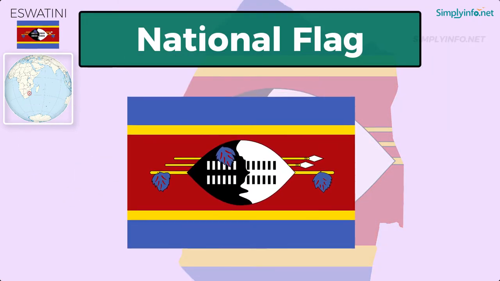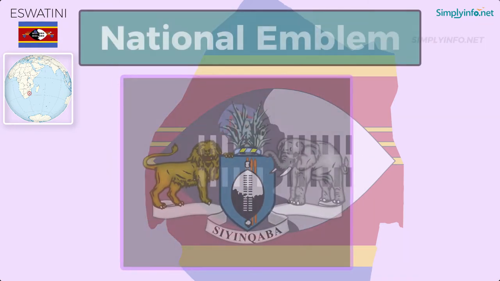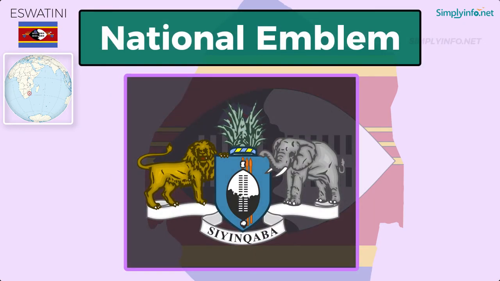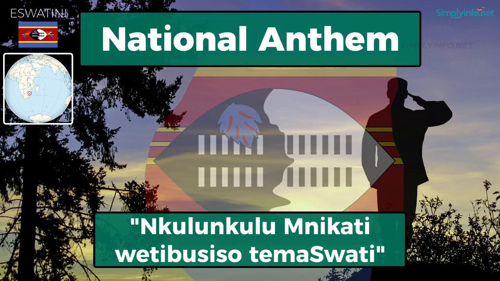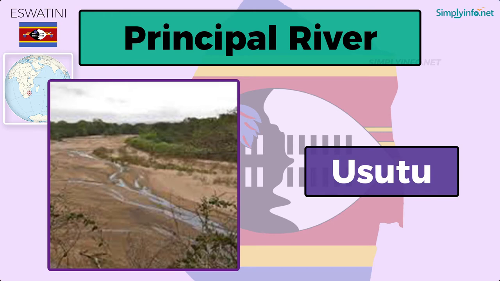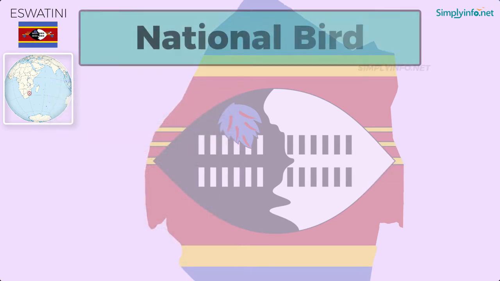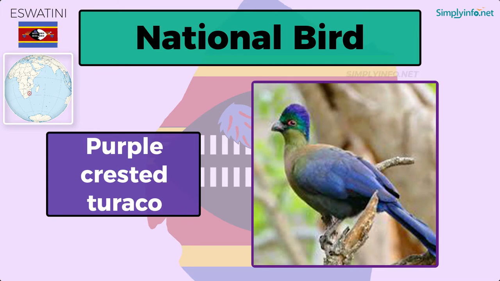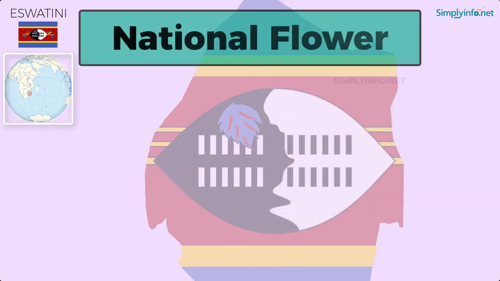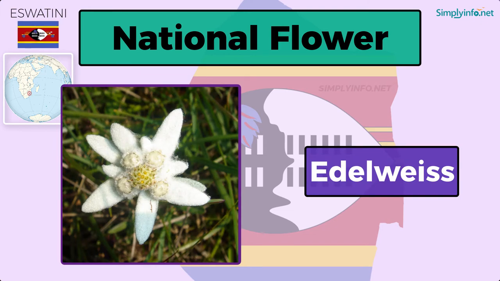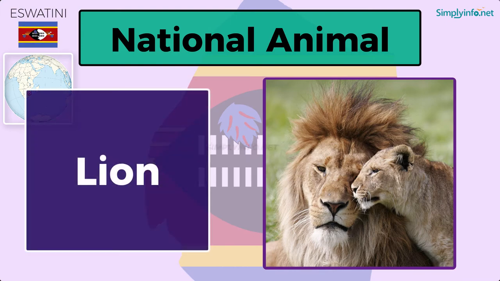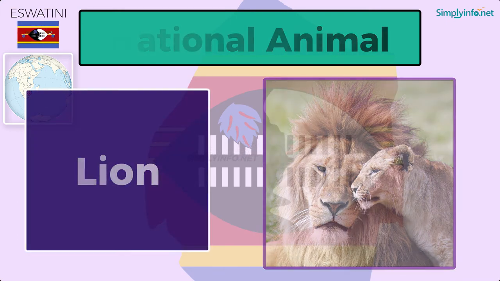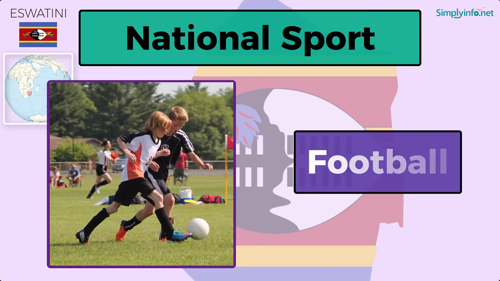National flag. National emblem. National anthem: Nkulunkulu Mnikati, wetibusiso temaSwati. Principal river: Usutu. National bird: purple crested turaco. National flower: edelweiss. National animal: the lion. National sport: football.